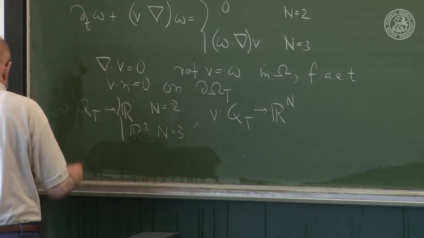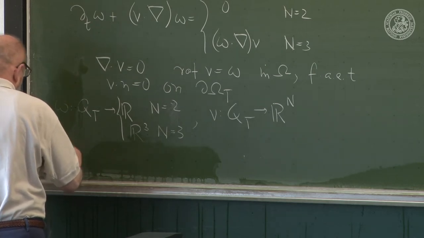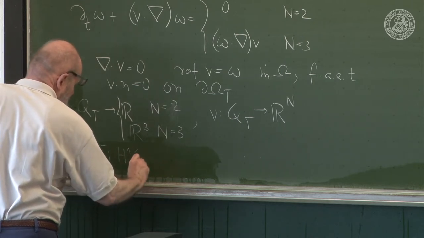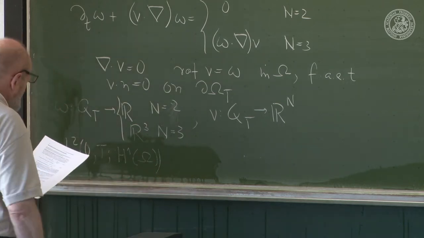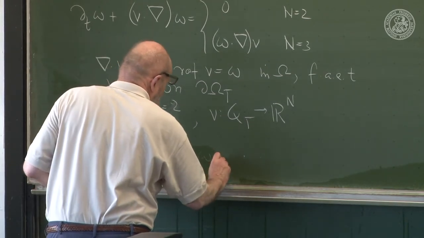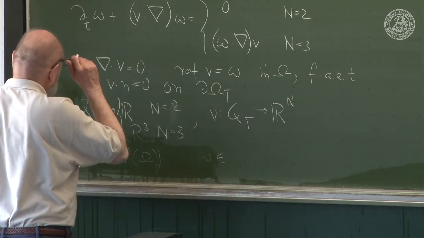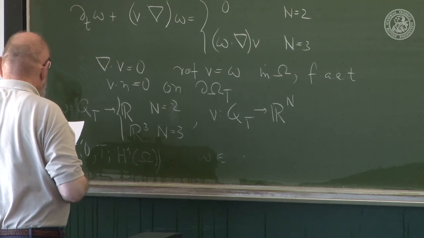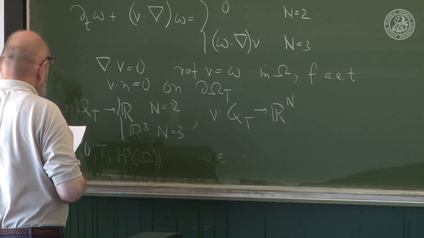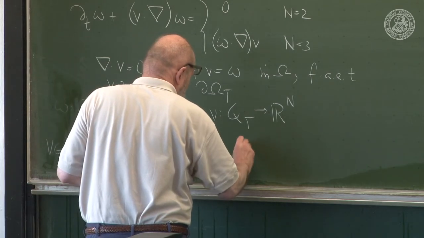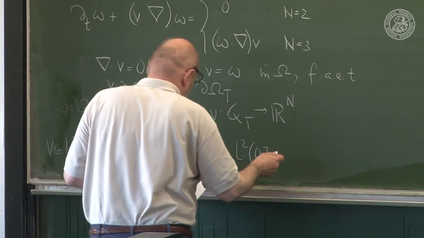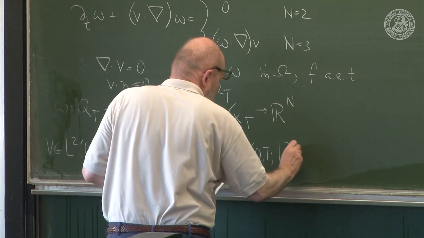And still the regularity we would like to have for the solution. So we're looking for a solution of the class where the velocity is L2 in H1. This is quite natural because we have first derivatives. And for the omega, we have to see how this is to be interpreted. We only require L2. So the derivatives which come up here have to be interpreted in the distributional sense.